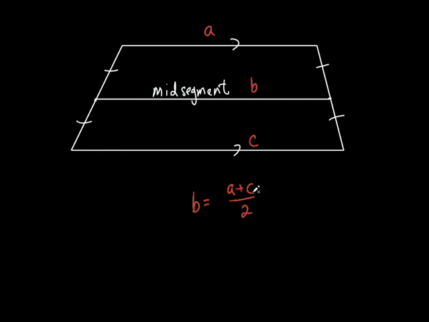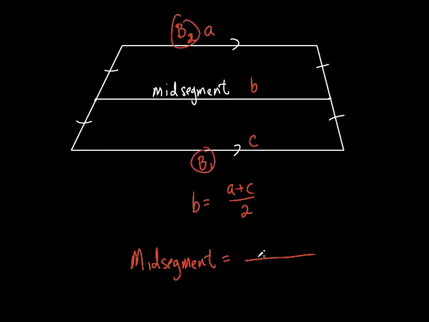Now, if you don't want to use B, A, and C, you could say this. We'll call this B1, and this is what most books would probably do. B1 for base 1, capital B, and then B2 for base 2. And then the midsegment, you could just call it M. So the midsegment is equal to what? Using these letters now, B1 plus B2, divided by 2. Exactly. That's how you find the midsegment.